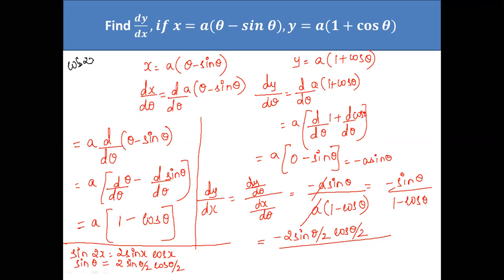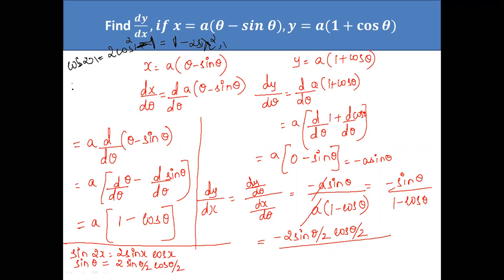Cos 2x formula. See, I am writing in black ink. That is the formula. So it is 2 cos square x minus 1, and one more formula you have, that is 1 minus 2 sine square x. Do you remember the formulas? Actually we have four formulas. So cos 2x can be written as 2 cos square x minus 1, or it can also be written as 1 minus 2 sine square x.